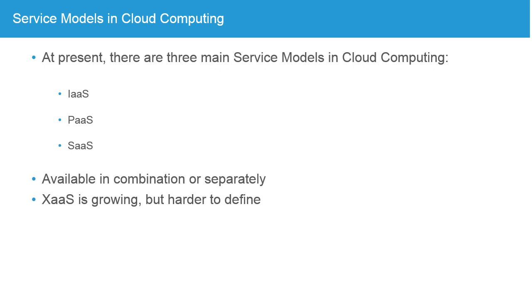There's also an idea of XaaS, or X as a Service, or sometimes X meaning just anything as a service. It's like that unknown variable. The idea being that anything that has been provided in the data center previously, people want to find a way to virtualize or put into the cloud. So anything as a service is growing, but it's definitely a little bit harder to define and might not yet be called a service model.